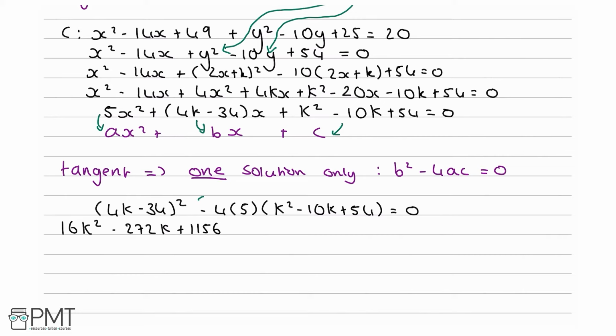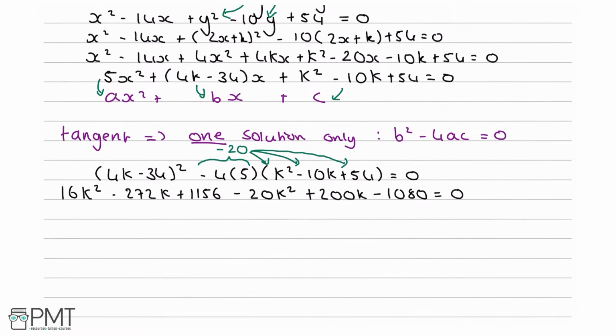Now we've got minus 4 times 5 times (k squared minus 10k plus 54). So I'm going to combine these just to make it simpler to get minus 20. So minus 20 times k squared gets us minus 20k squared. Minus 20 times minus 10k will get us positive 200k. And minus 20 times 54 is going to get us minus 1080, and this all equals 0.